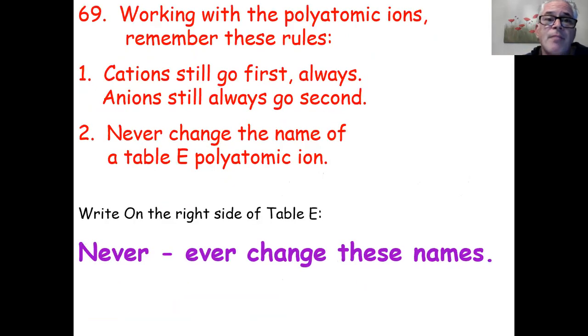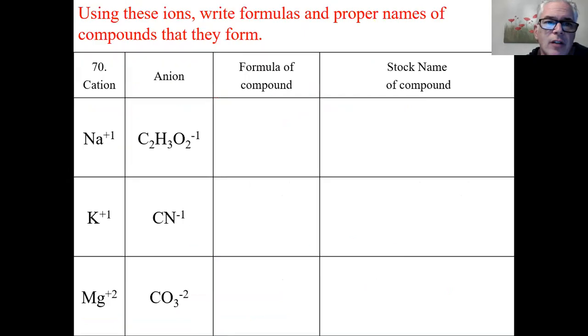Watch what happens. These are the rules to name. The cations still go first all the time. The anions still go second all the time. Nothing changed so far, but number 2, never change the name of the polyatomic ions. Whatever name they have, that's the naming rule. This is so easy. So there, I just told you in purple. Never ever change the name of these ions, or else. Or else. So they're going to be easy, right? Couple extra letters and numbers, going to be easy. Don't you worry about it. I got you hooked up here.